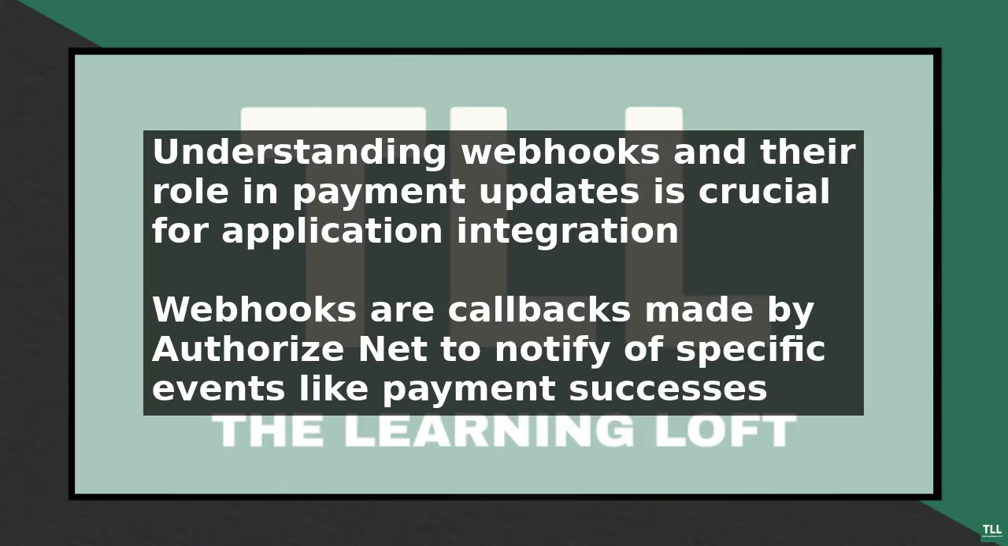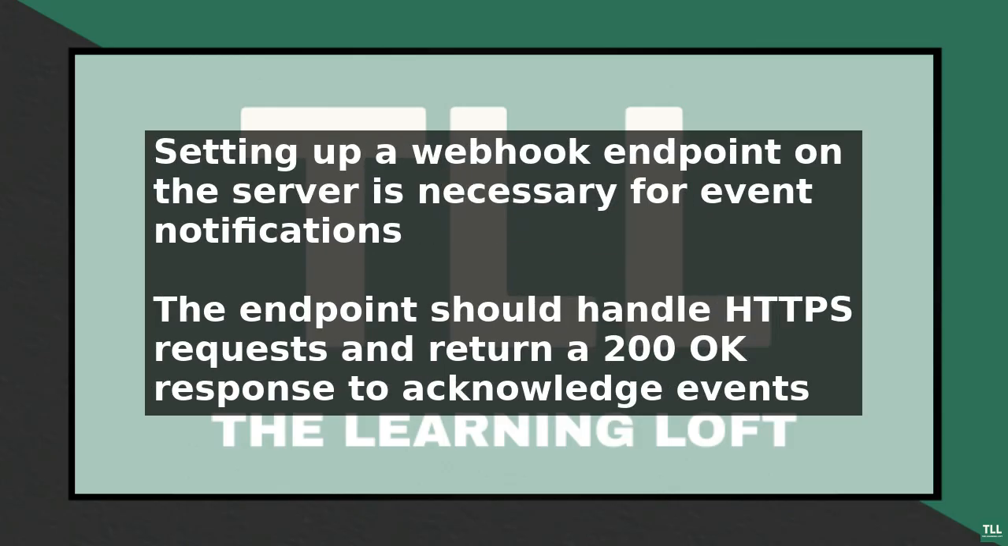This endpoint should be able to handle HTTPS requests and return a 200 OK response to acknowledge receipt of the event. Next, you need to register your webhook endpoint with Authorize Net. This involves creating an account, navigating to the webhooks section, and entering the URL of your endpoint. You will also need to specify which events you want to receive notifications for, such as payment authorizations, captures, or refunds. Once your endpoint is registered, Authorize Net will start sending event notifications to your server.